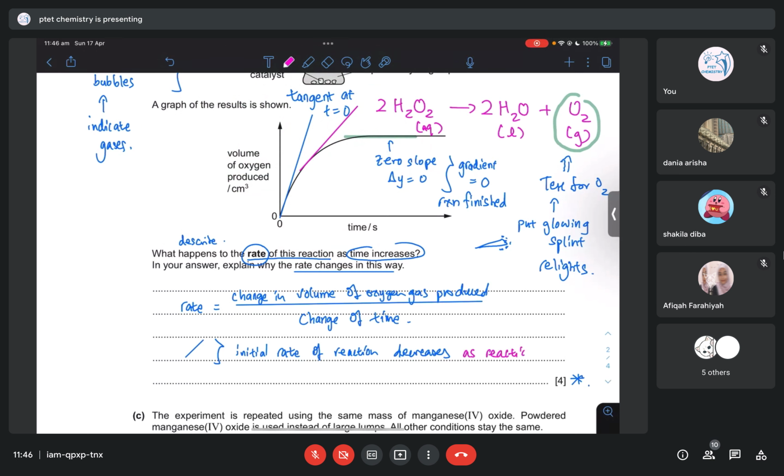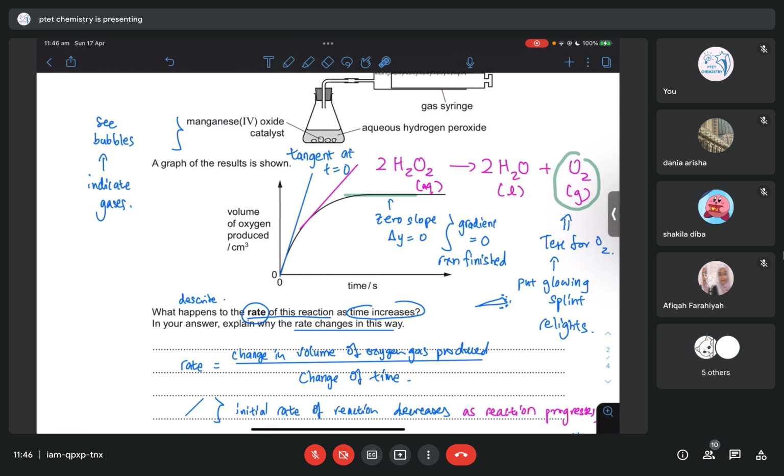Now I'm talking about the pink line. Why does the rate decrease as the reaction progresses? Because as you use up the hydrogen peroxide, as more and more of these react, there are lesser and lesser of this reactant. If there are lesser reactant, they will collide less frequently. When they collide less frequently, then your rate will slowly decrease until everything is used up totally, then no more gas will get produced, then your rate will be 0 because no more gas is getting produced.